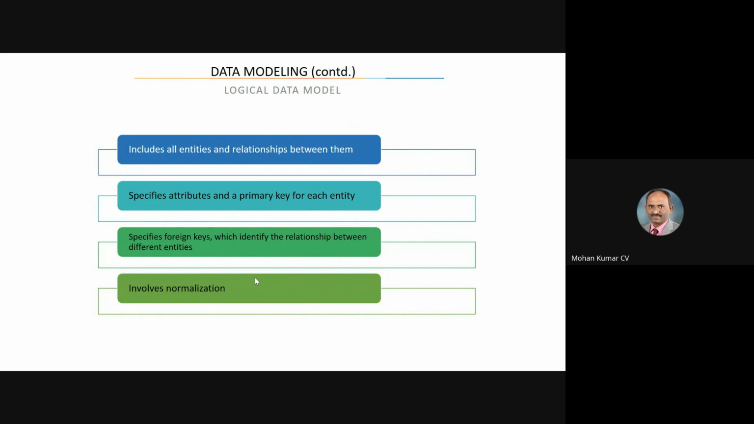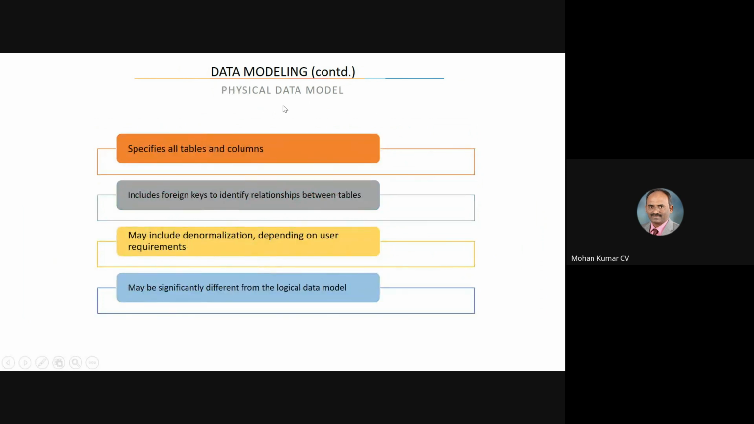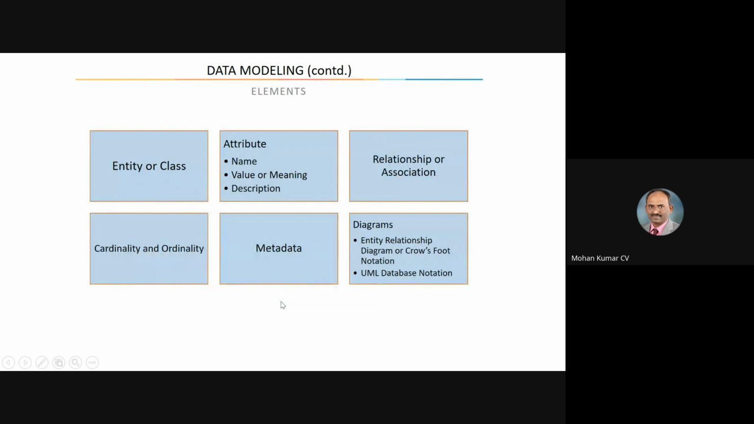Normalization is used because you don't want repetitive information stored in the database. You want to make it simple, such that repetitive information is stored only once. That is called normalization. Now, a physical data model specifies all tables and columns, includes foreign keys to identify relationships between tables, may include denormalization depending on user requirements, and may be significantly different from the logical model. These are all more to do with databases, so don't worry too much about this.